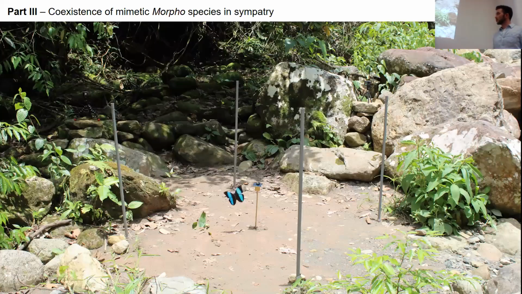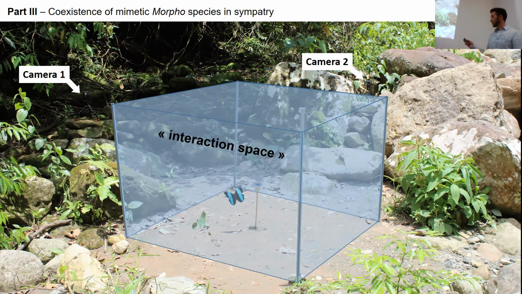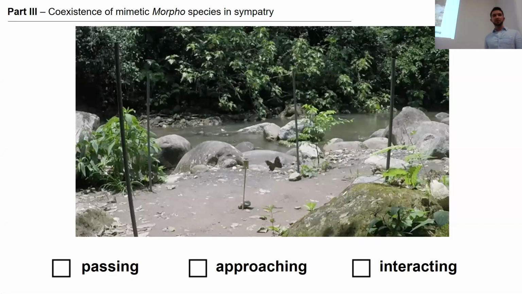So here you see the dummy once placed close to the river where butterflies patrol, and you can see 4 sticks around the dummy. We used these sticks to delimitate space, and we assumed that an interaction between the visitor butterfly and the dummy occurred when the visitor entered inside this space. And I also placed 2 cameras around the setup to be sure we don't miss anything of the butterfly flight behavior around the dummy. So we categorized the behavior of patrolling males as follows: passing, approaching, or interacting.